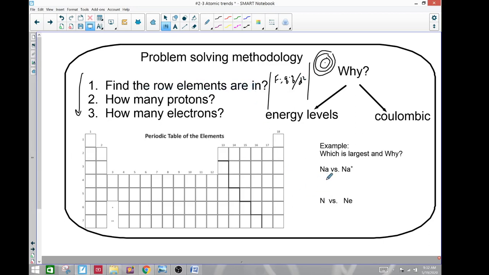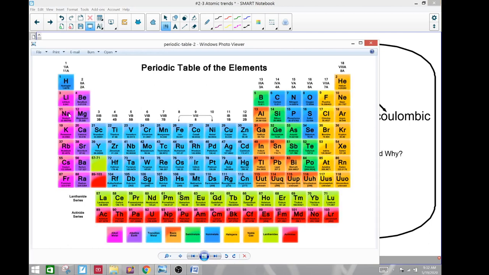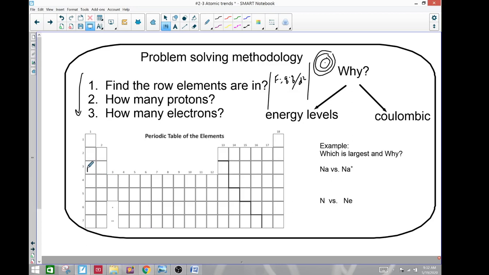So let's say sodium versus sodium ion, okay? So sodium, let's find here, sodium is located right here, and the ion is right here. So that's actually neon. It looks like neon at least. So we find them in the energy level around here, okay? So in this case, just simply look at energy levels. Therefore, Na is considered to be bigger than Na+.